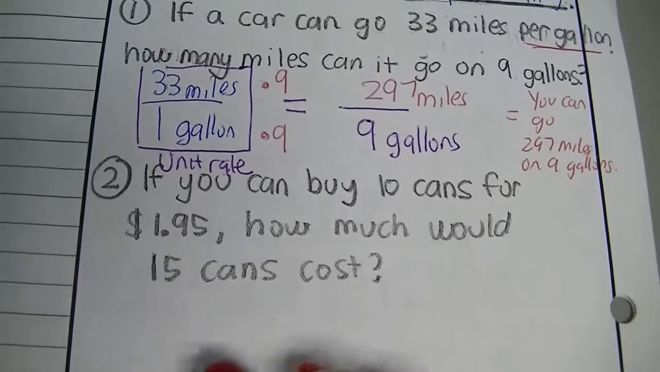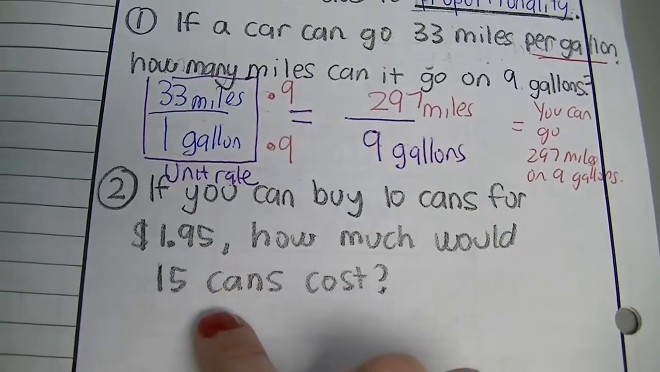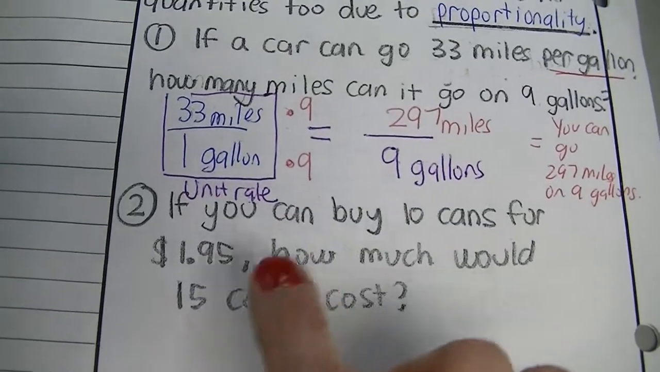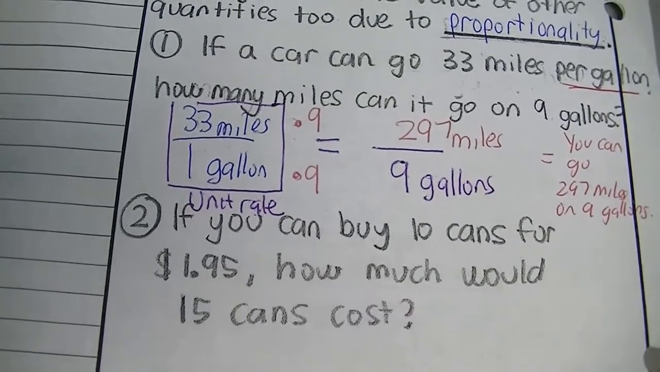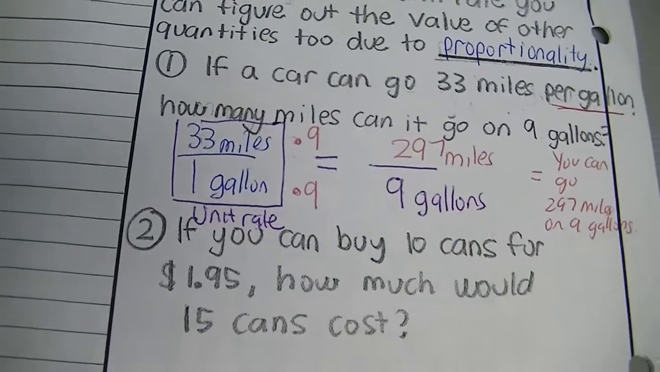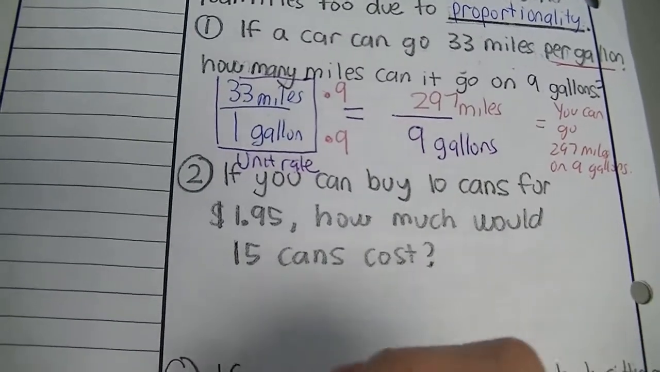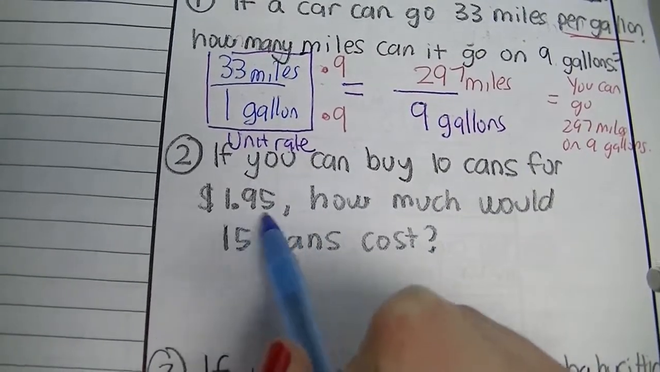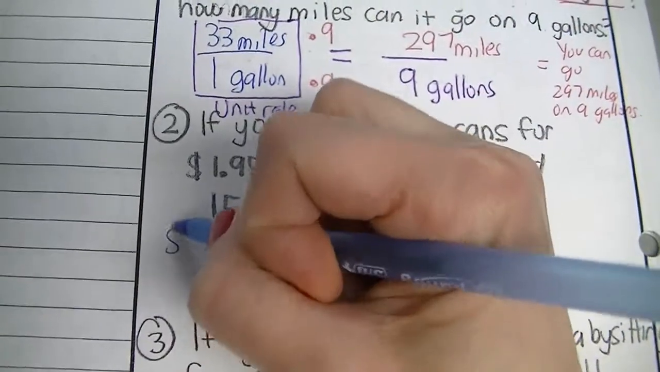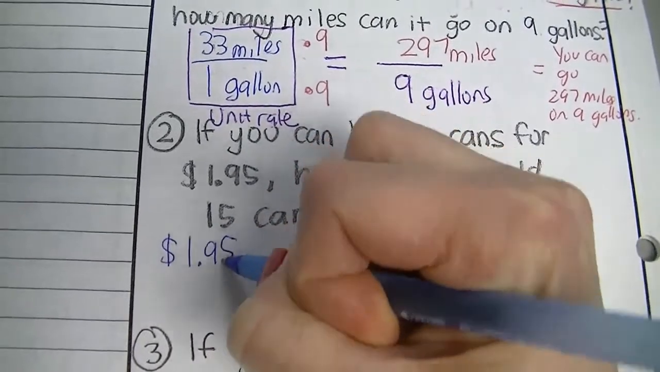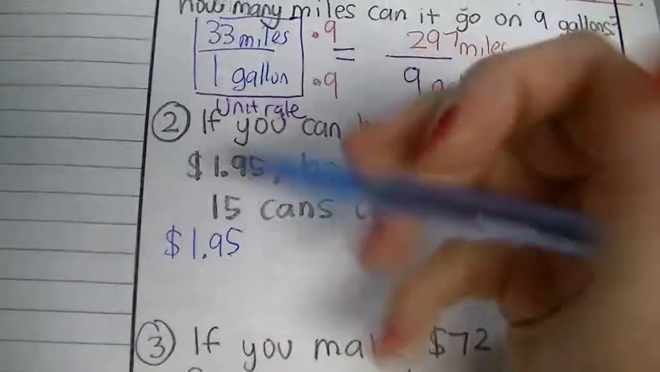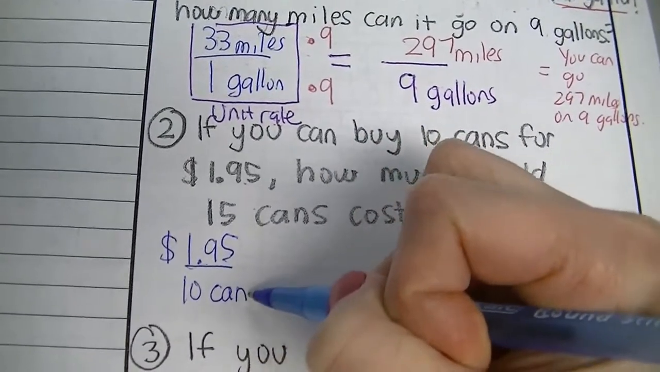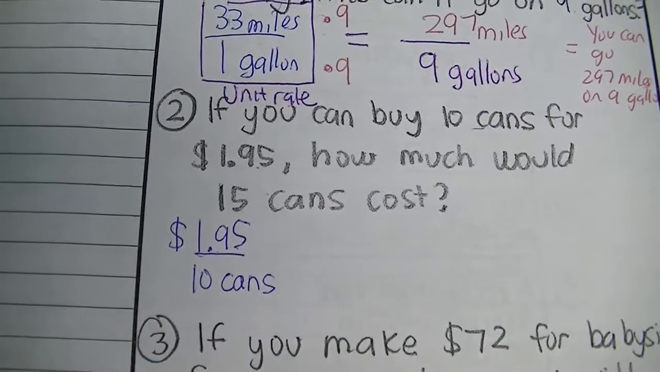So number 2, if you can buy 10 cans for $1.95, how much would 15 cans cost? Now with this one, I don't see the unit rate because it doesn't tell me how much one can would cost. So your job first is to find the rate in order to find the unit rate. So it says you can buy 10 cans for $1.95. I see this is a total cost right there. So I have $1.95, and that will give me 10 cans. So see how I want you to label it? It's to help you understand it, okay?